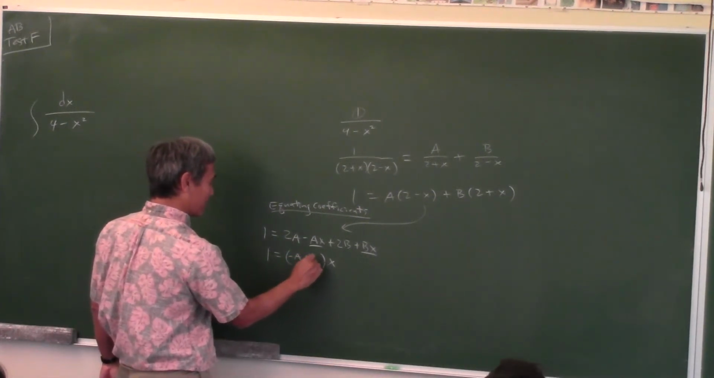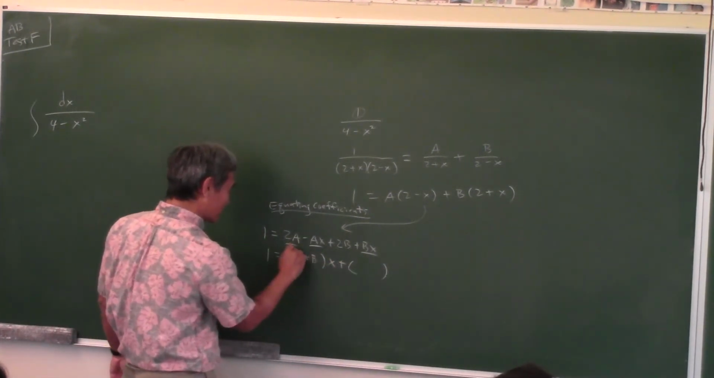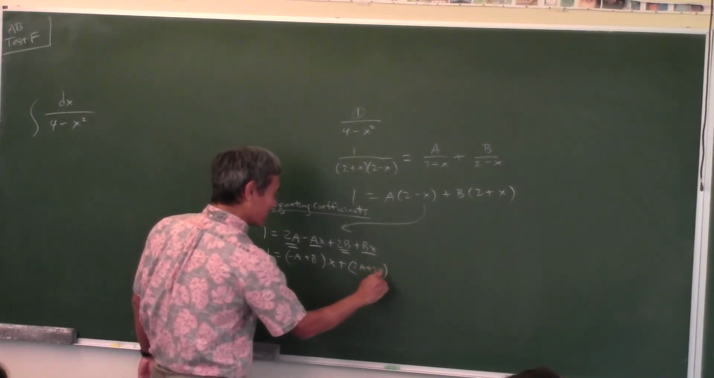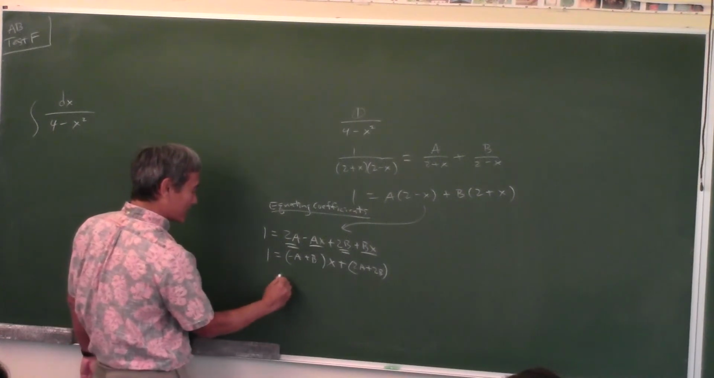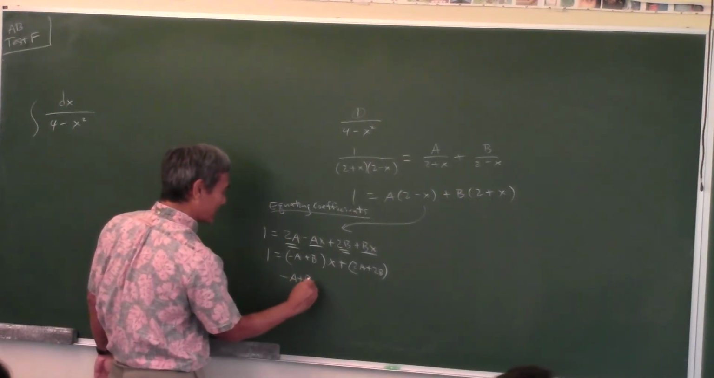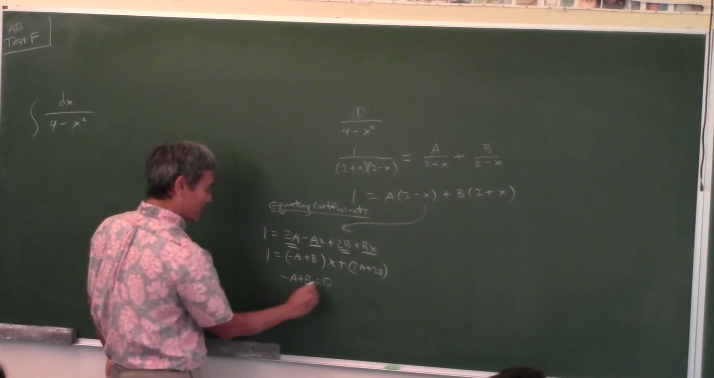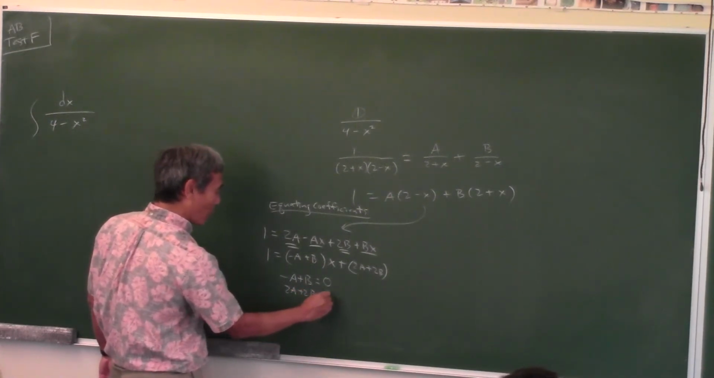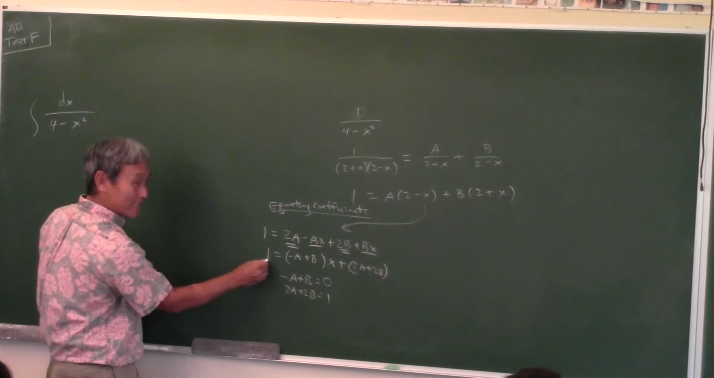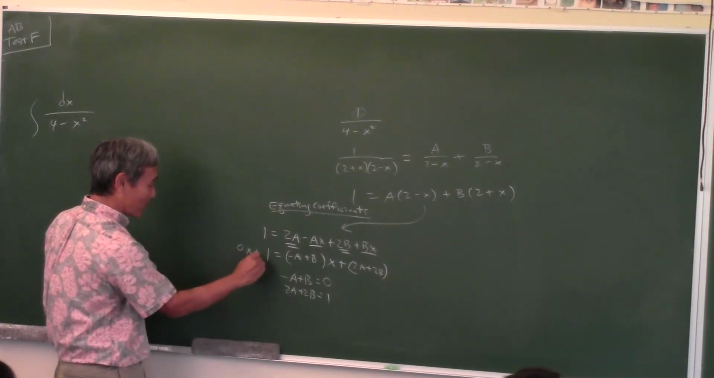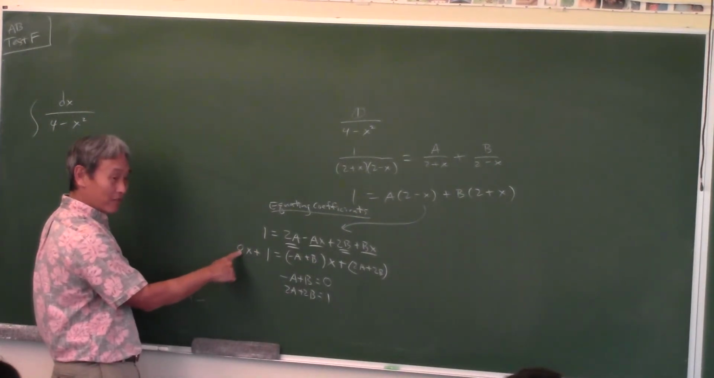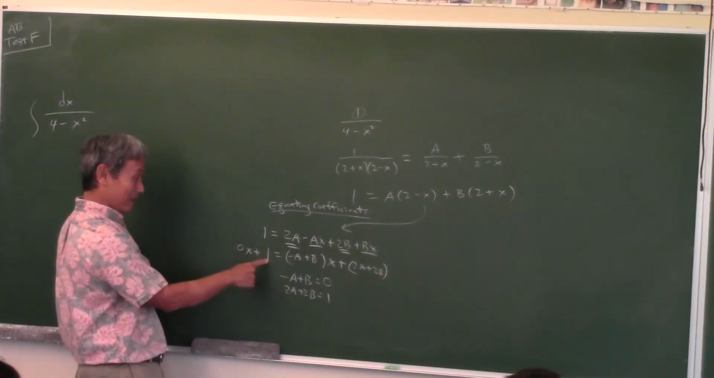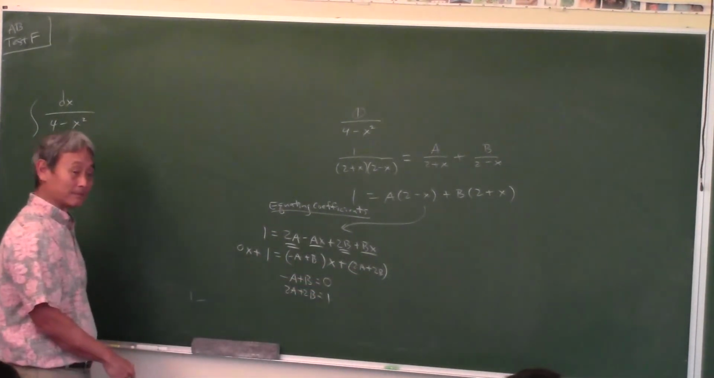Negative a plus b. Here are the 2 constants. Isn't that 2a plus 2b? Yeah. So if you equate the coefficients, negative a plus b has to equal 0, and 2a plus 2b has to equal 1. You guys understand? Because the right side of the equation is like 0x plus 1. The coefficient of x on the left has to equal the coefficient of x on the right. The constant on the left has to equal the constant on the right.